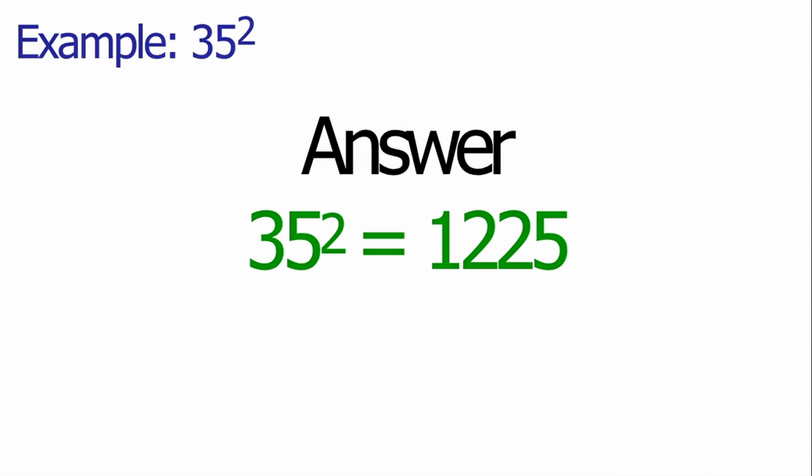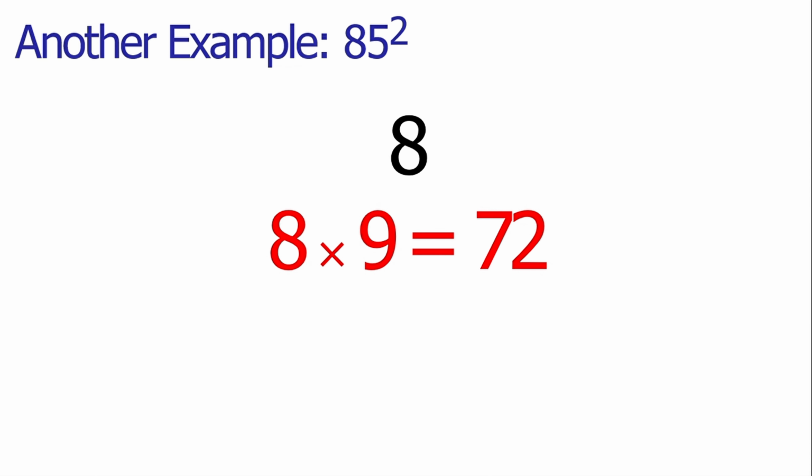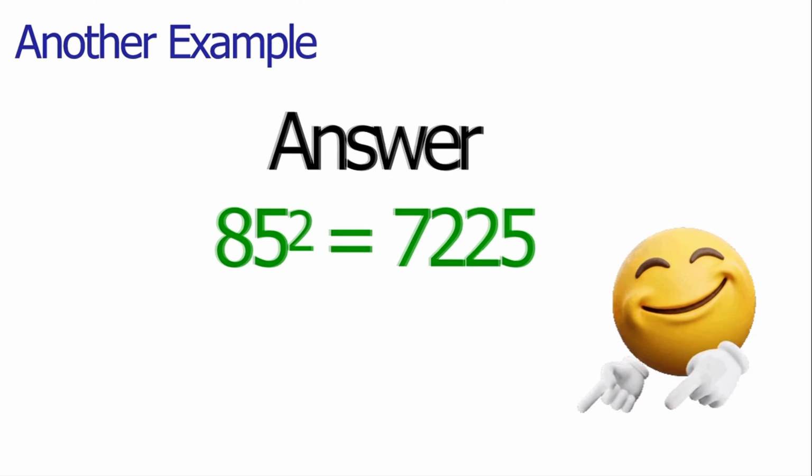Now let's try another example. For example, we want to calculate the square of 85, and we are going to take 8. Then I will multiply 8 with 9. I will get 72. In the end, I will attach 25 with 72. I will get 7225. This is our answer.